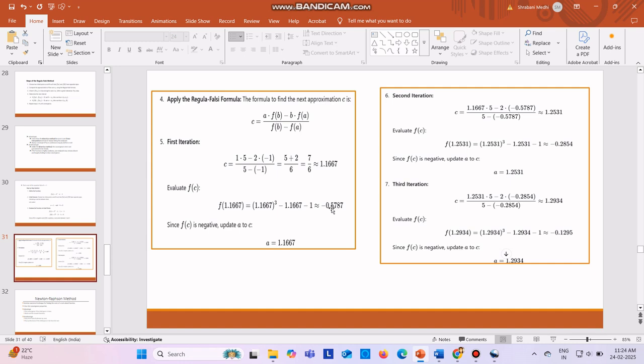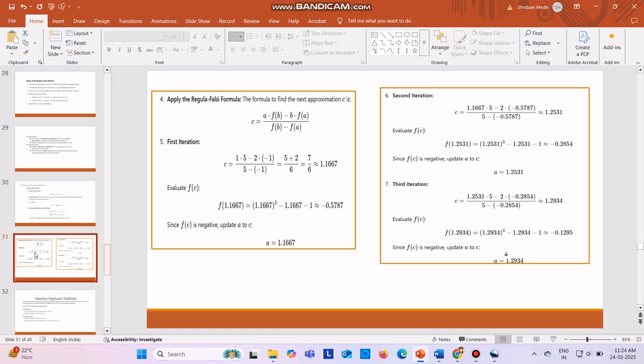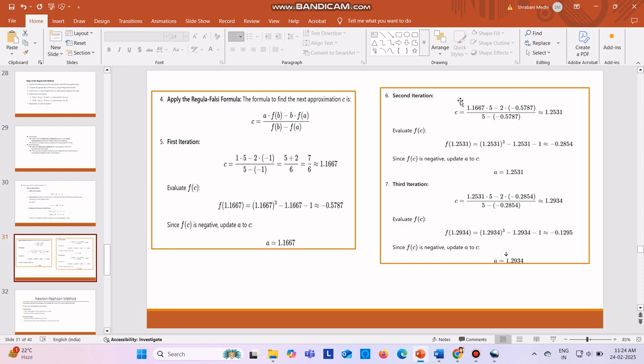Now this is negative, and the value of f(b) was positive. So f(b) × f(c) is less than 0. So the new interval lies between b and c. That is, we are going to change the value of a. So a will be this c value, a = 1.1667. The new interval is a = 1.1667 and b is the same, 2. So the new interval lies between 1.1667 and 2.